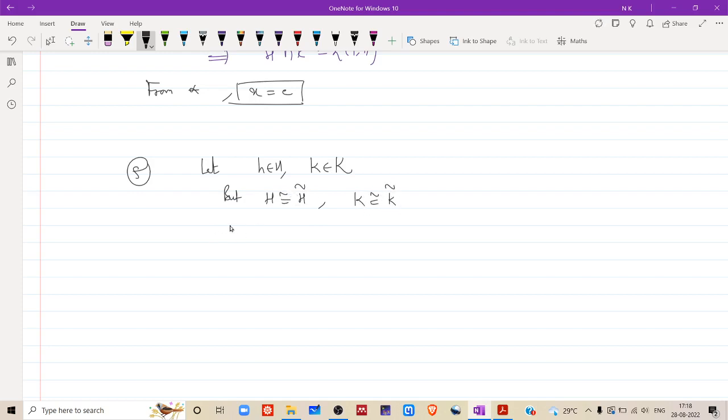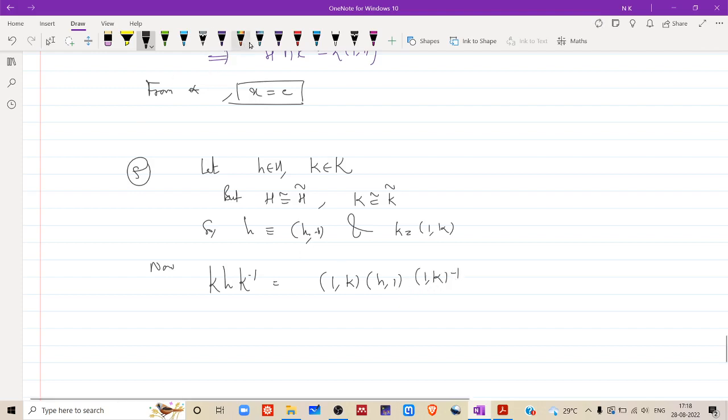So definitely I can write this h as (h, 1), and I can write this k as (1, k). Now, what is khk inverse? You can replace k by (1, k), you can replace h by (h, 1), and you can replace k inverse by (1, k inverse). But let me remind you how we take the inverse of (h, k). The inverse of (h, k) is nothing but (k dot h inverse, k inverse).